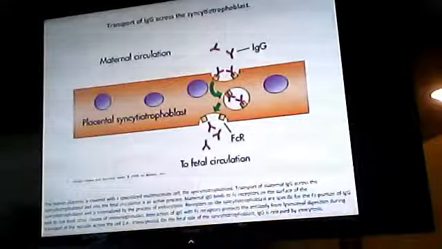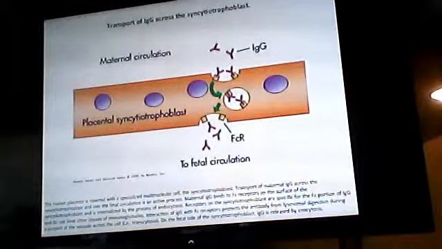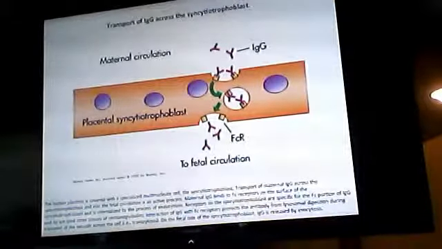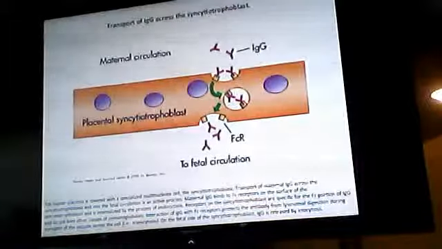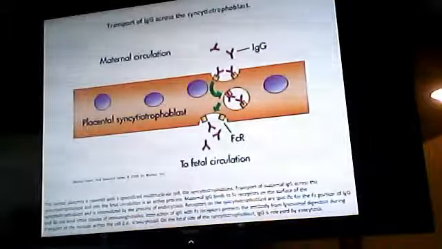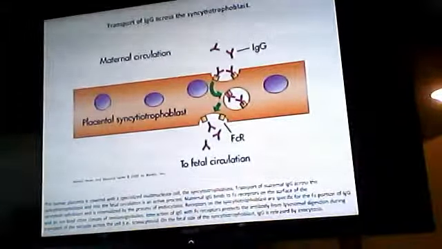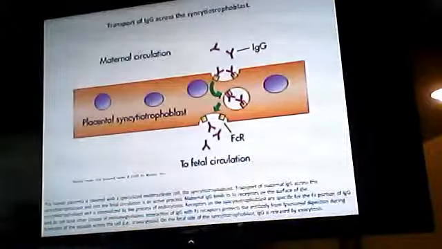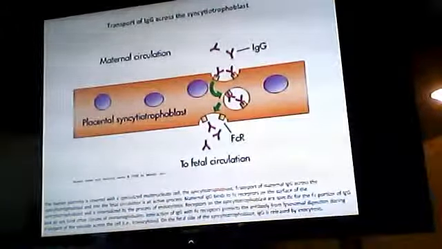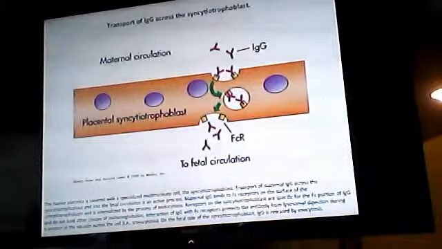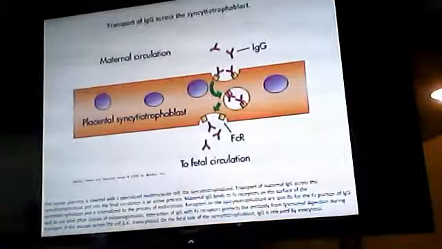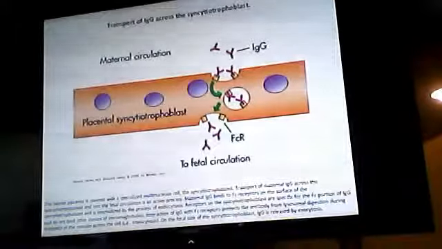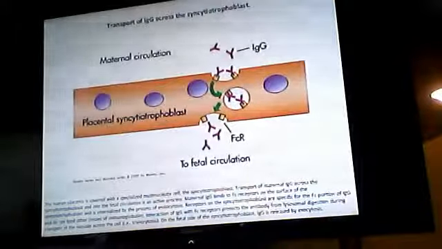Actually, I think I said IgA earlier. I meant IgG for the maternal circulation. So that's a correction. Maternal circulation gives IgG to the fetus as the antibodies cross the placental syncytiotrophoblasts, which is that kind of membrane or crossing area between mom and fetus's circulation.